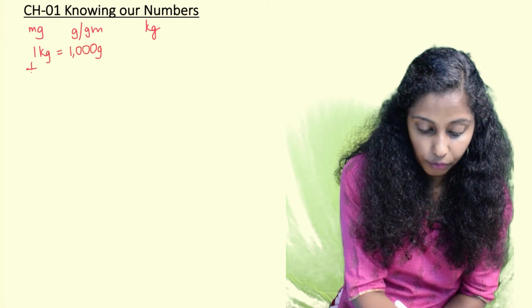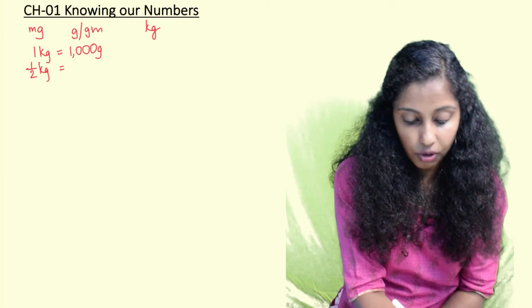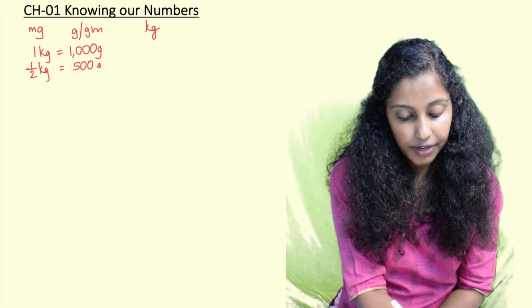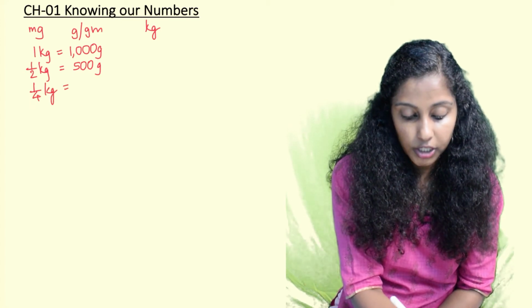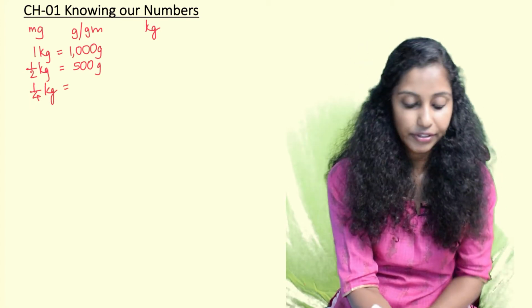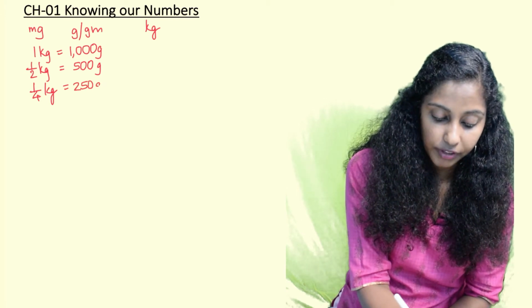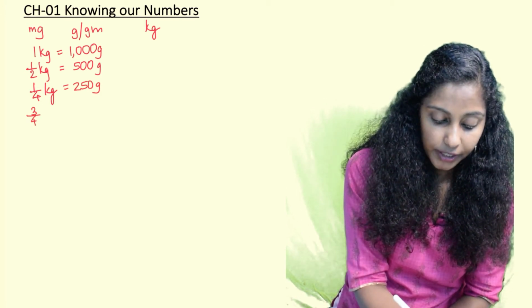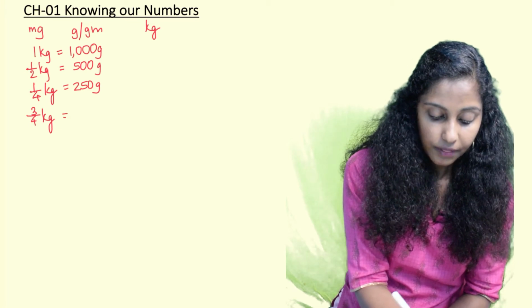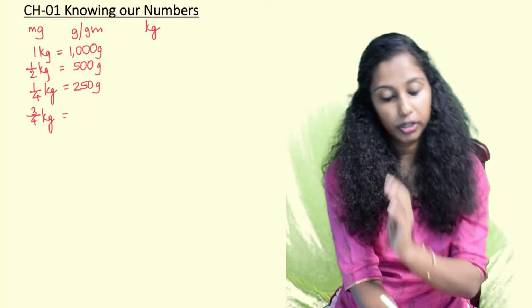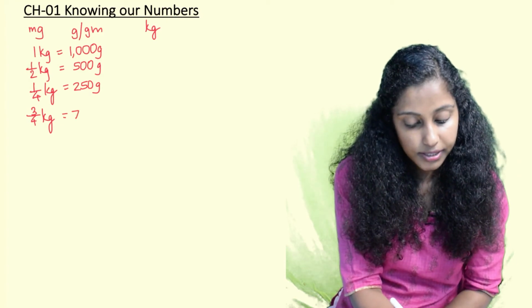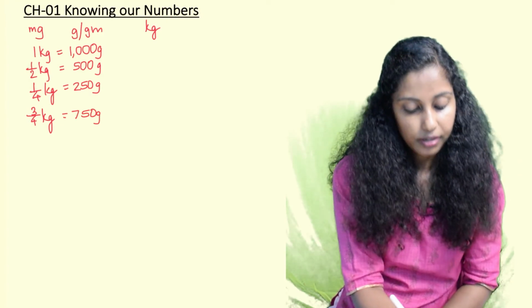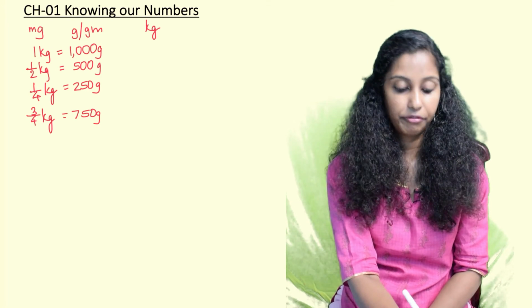If you have to find out how much is half kg, half of 1000 is 500 gram. If you want to find out 1/4 kg, quarter kg, 1/4 is half of 500, that is 250 gram. And if you have to find out 3/4 of kg, that is half kg plus quarter kg, that is 500 gram plus 250 gram is equal to 750 gram. This is regarding the units of weight.